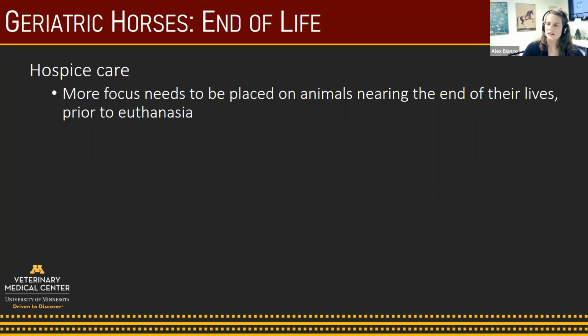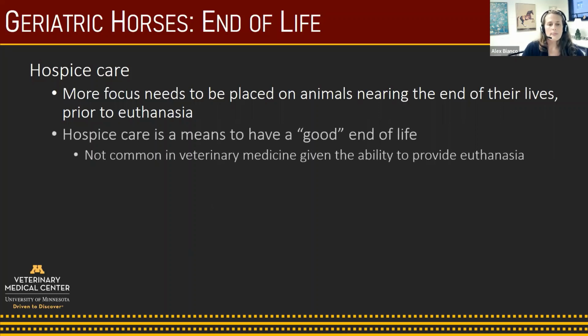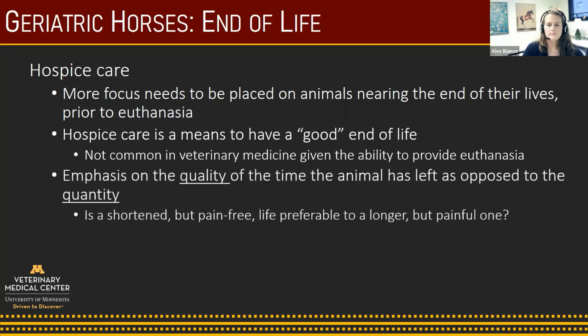So how do we, before we're actually talking about euthanasia, give them a good last few years or months or weeks? Like I said, because we can euthanize, oftentimes we don't even think about this, but it's becoming more common. I think people are more interested in this topic. So we're trying to emphasize the quality of time the animal has left as opposed to the quantity. The goal is not for them to live forever. The goal is for them to have a good quality of life.